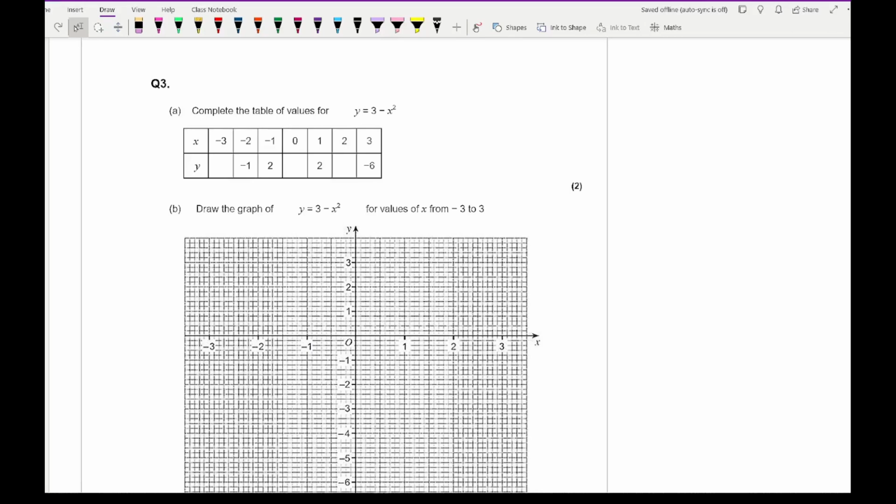So the first part is asking us to complete the table of values for y equals 3 minus x squared. So a slightly more complicated equation simply because our x squared is negative. So this equation should produce an n shape.